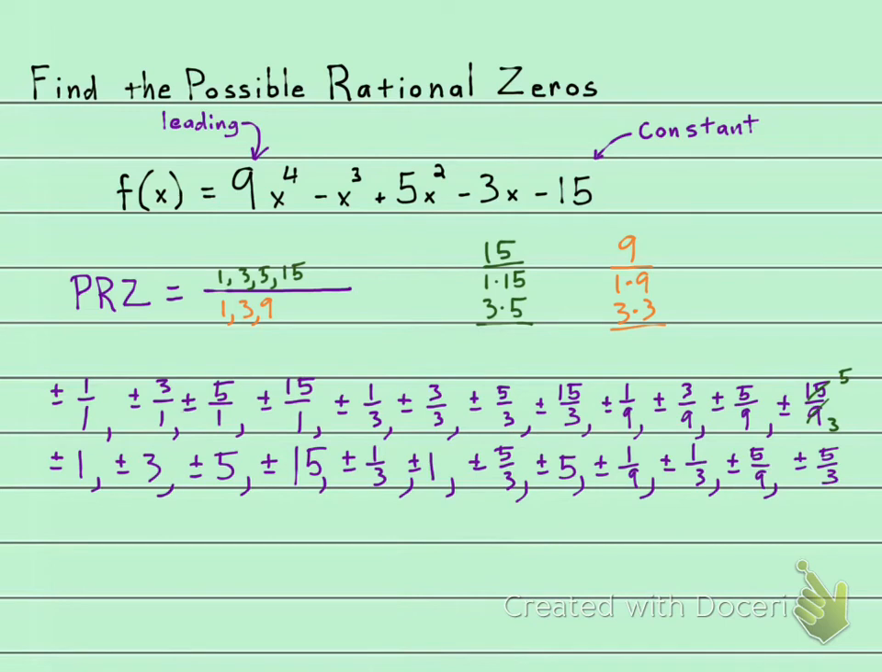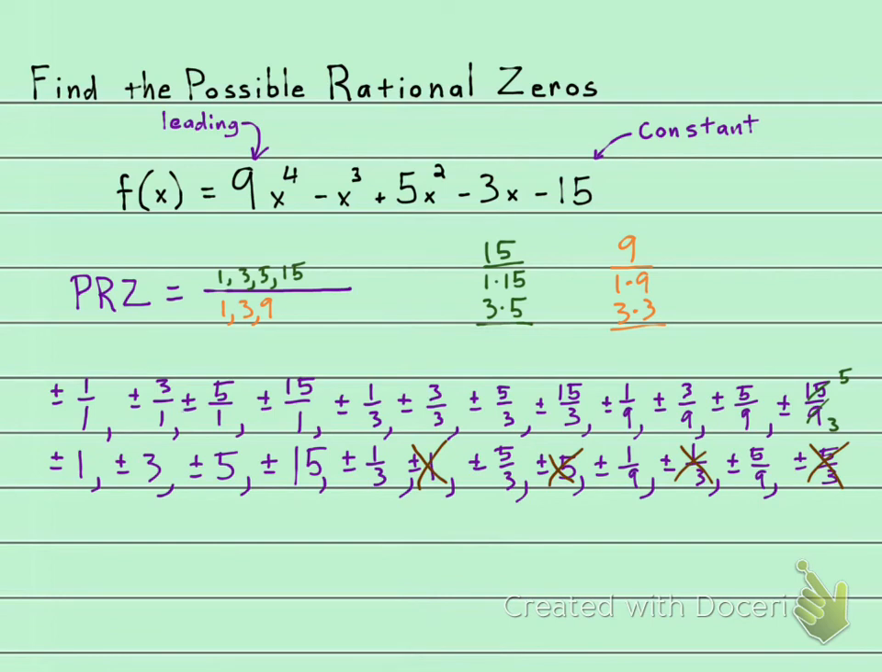Now let's look for any duplicates, and I'm going to throw out one of each. 1 is a duplicate, so I don't need to put it twice. 5 is a duplicate. I already have it there. What else? 1/3. I have 1/3 here, and I also have it here, so that's a duplicate. And 5 over 3. I see it here, and I also see it here, so I'll throw that one out. And that's it.